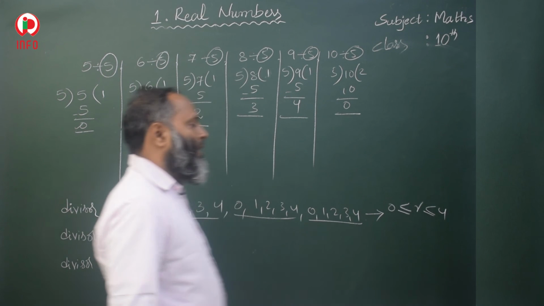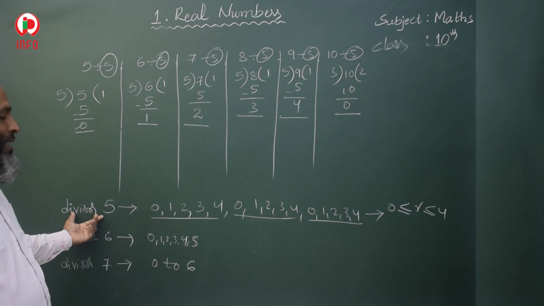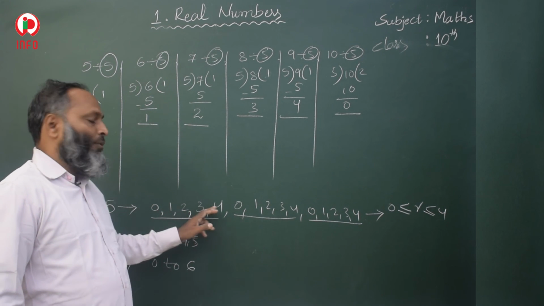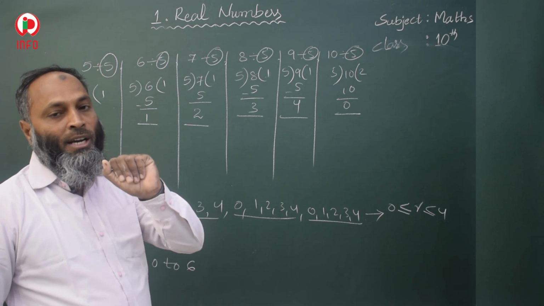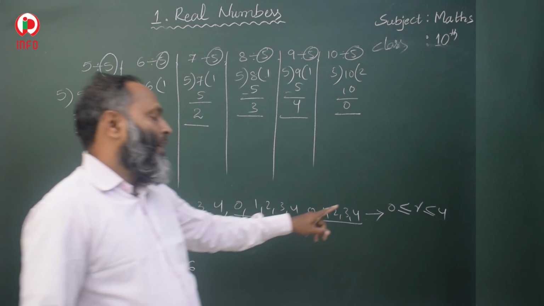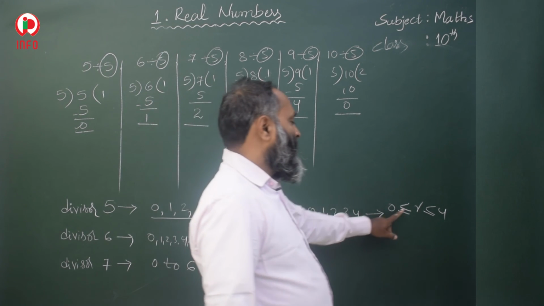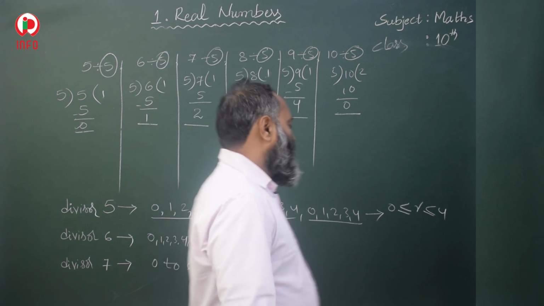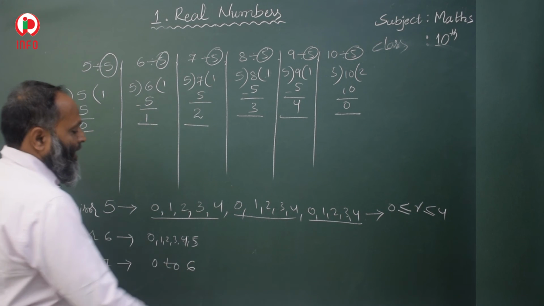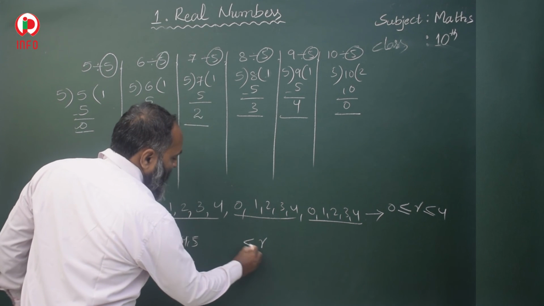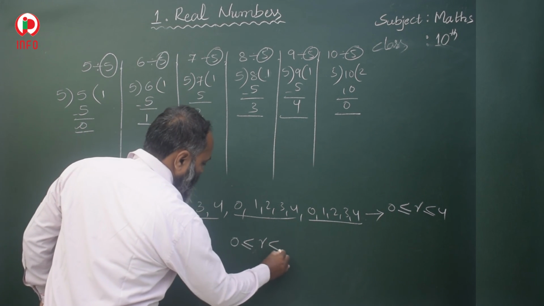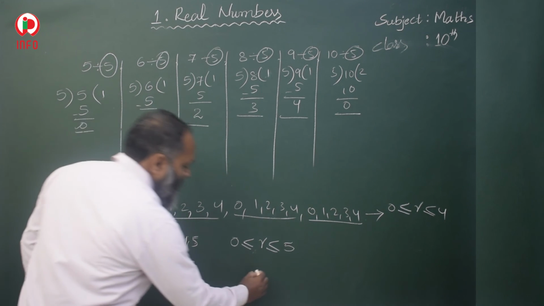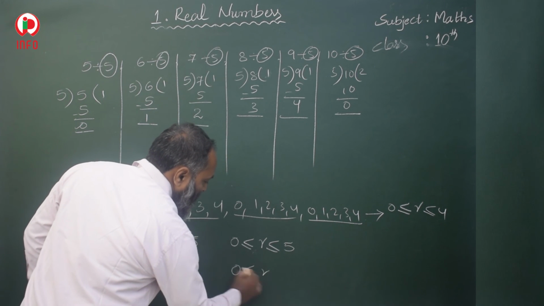It continues like that. When the divisor is 5, the remainders are 0, 1, 2, 3, 4. In total we get 5 remainders, from 0 to 4. When the divisor is 5, the remainder R is from 0 to 4. When the divisor is 6, the remainders are from 0 to 5. When the divisor is 7, the remainders are 0 to 6.